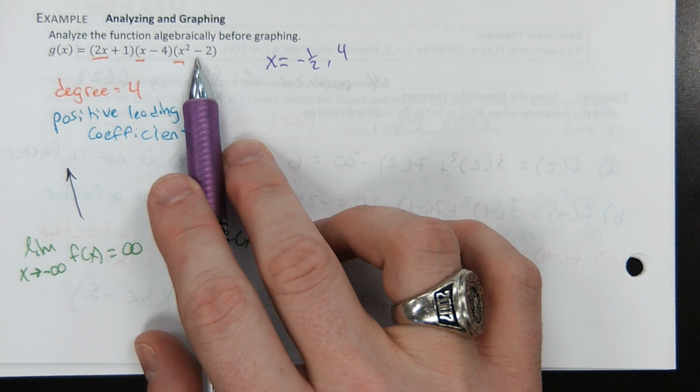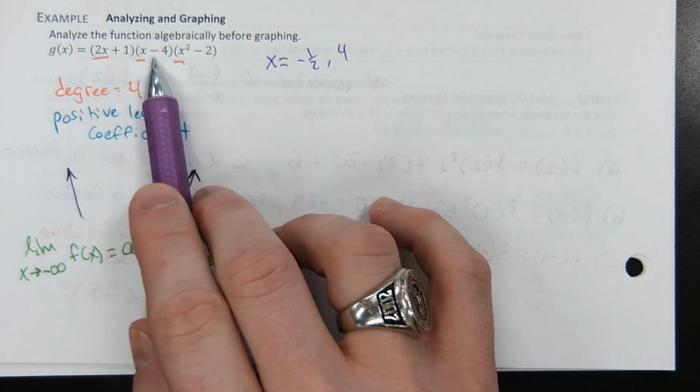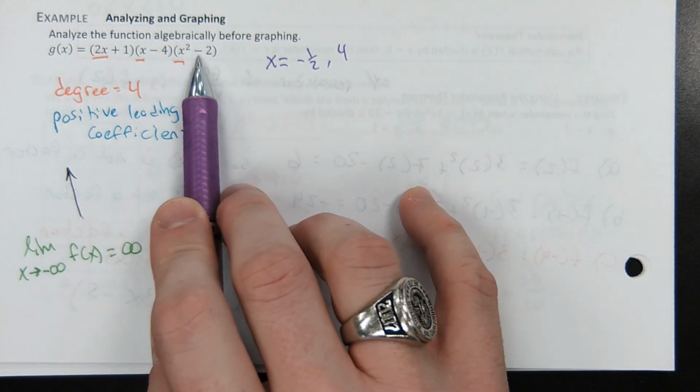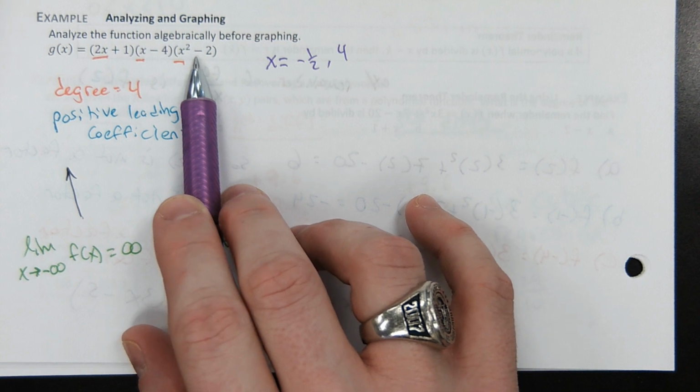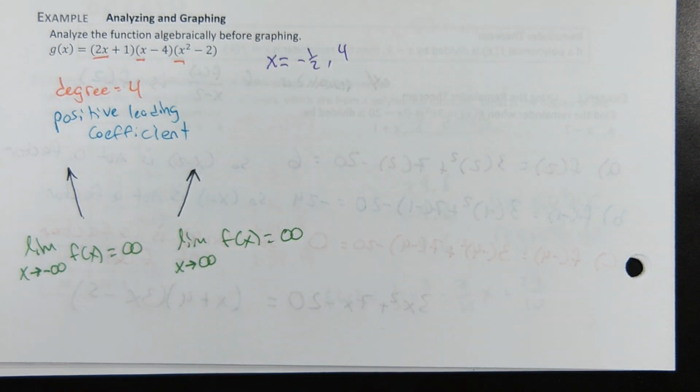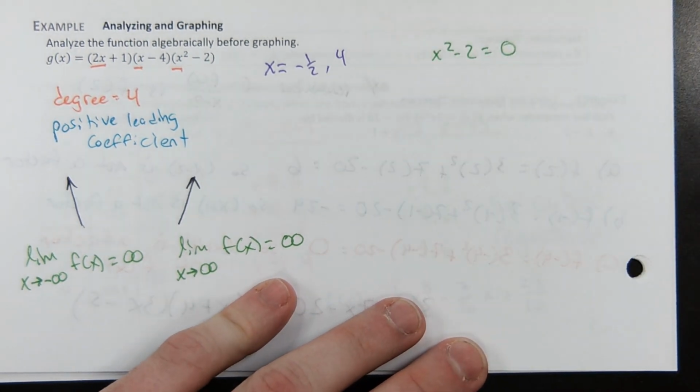Yes? Why do we know we have 4 solutions again? Because this has a 0, this has a 0, and x squared minus 2 can be solved for x and get you 2 solutions, which we're going to do right now. We say x squared minus 2 equals 0, add 2 to both sides.